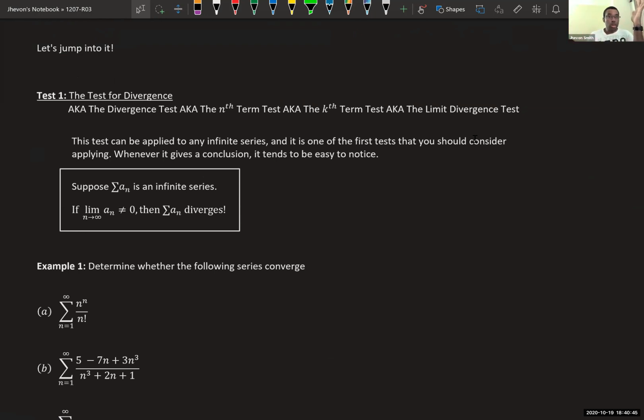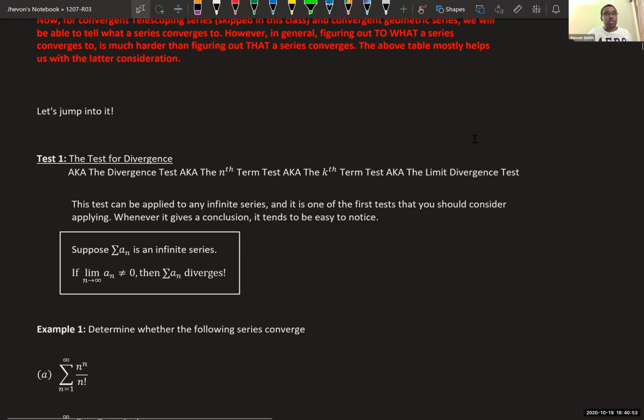So in terms of hierarchy of all these tests, the test for divergence is high up on your list. It's going to be one of the first things that you want to do. We'll talk about that though. It's not the very first, but it's very, very high up there. It probably is the very first. It's kind of tied for the very first.